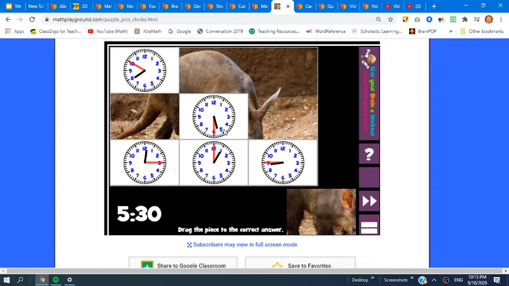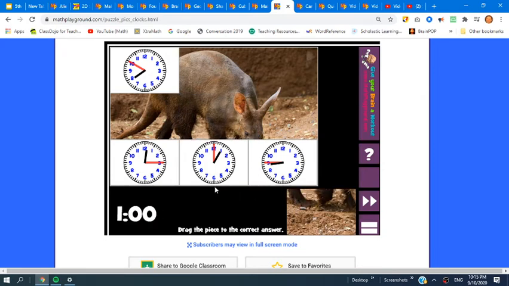5:30. All right, that one's pretty simple right there. 5, and then the 6 is 30, right? 1 o'clock. Oh, found that right away. 1 o'clock.